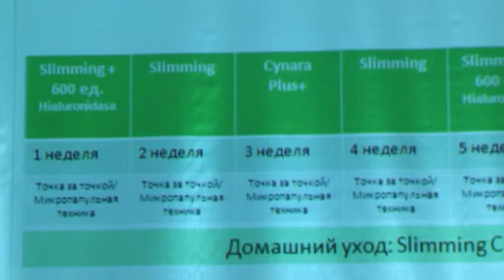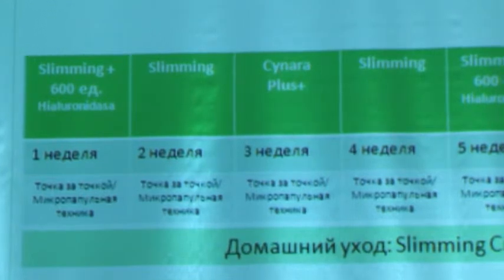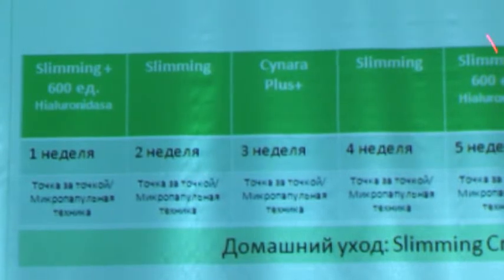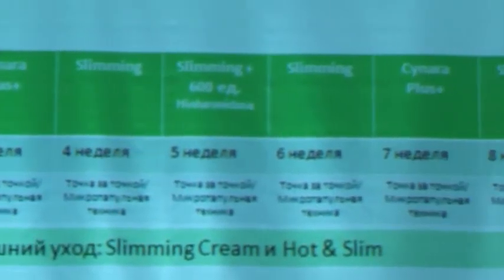You can take 5 ml of slimming and 1 or 2 of hyaluronidase. You will apply the slimming, the next week the one for water retention, slimming, and again after 1 month you will apply the hyaluronidase.